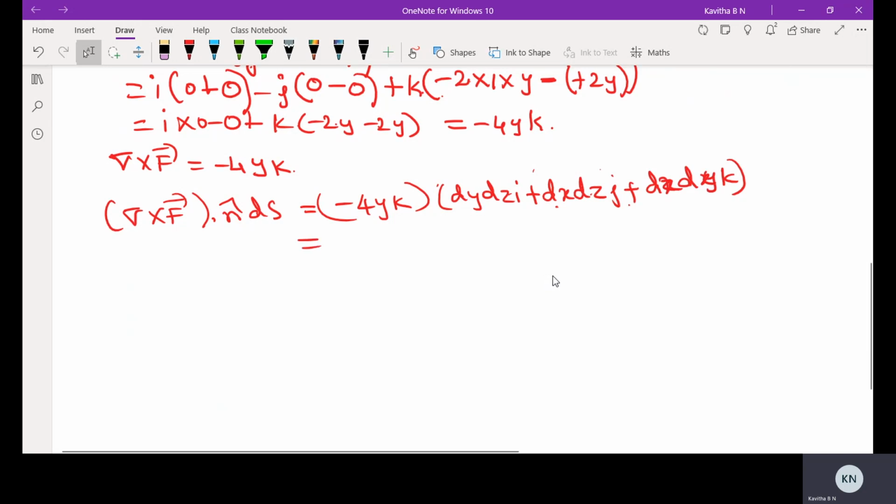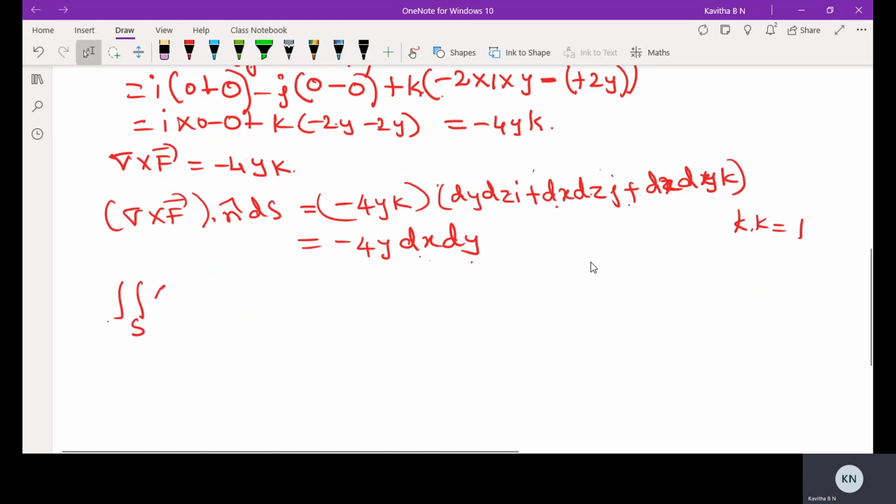Here the i term is not there, 0, the j term is not there, 0. Then k dot k is 1. Then minus 4y dx dy. Then write down the RHS part of Stokes theorem.